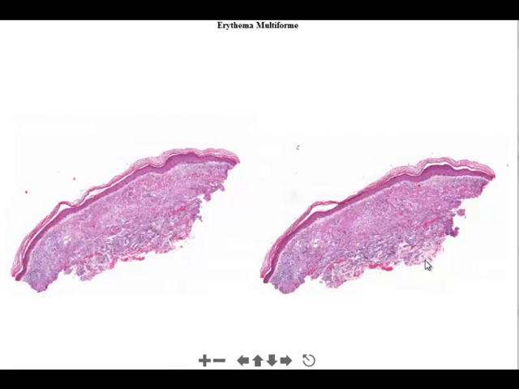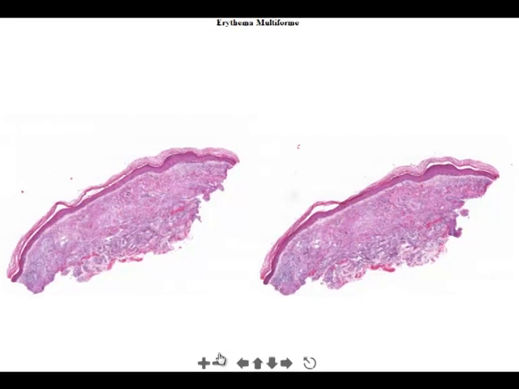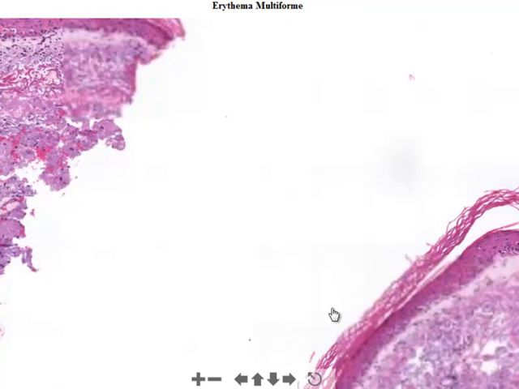So as always, the first thing that we do is examine our slide on low power. And the first thing that we begin to appreciate is that at this power, we have a relatively intact basket weave stratum corneum noted. The epidermis at this power seems to show some mild effacement of the rete, and there seems to be very mild perivascular inflammation noted at this power. Let's take a look at higher power.